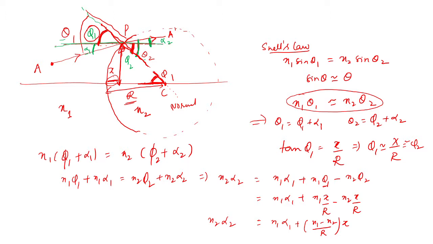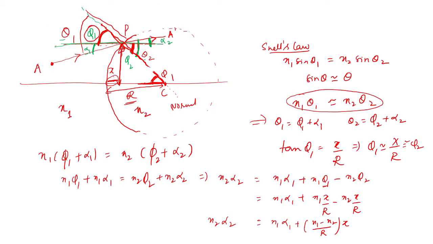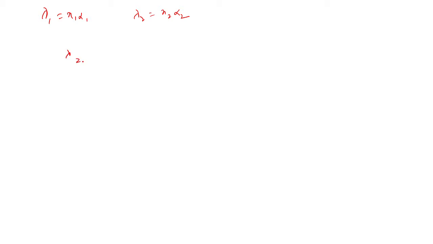So now I'm going to take this equation out, because we define lambda 1 as n1 alpha 1 and lambda 2 as n2 alpha 2, right? And the equation that we got was this in the last slide. So we're going to rehash this in lambdas. This is lambda 2 and this is lambda 1 plus whatever this term is. So that's what I'm going to write on the next slide. So lambda 2 is equal to lambda 1 plus n1 minus n2 by r times x, right?